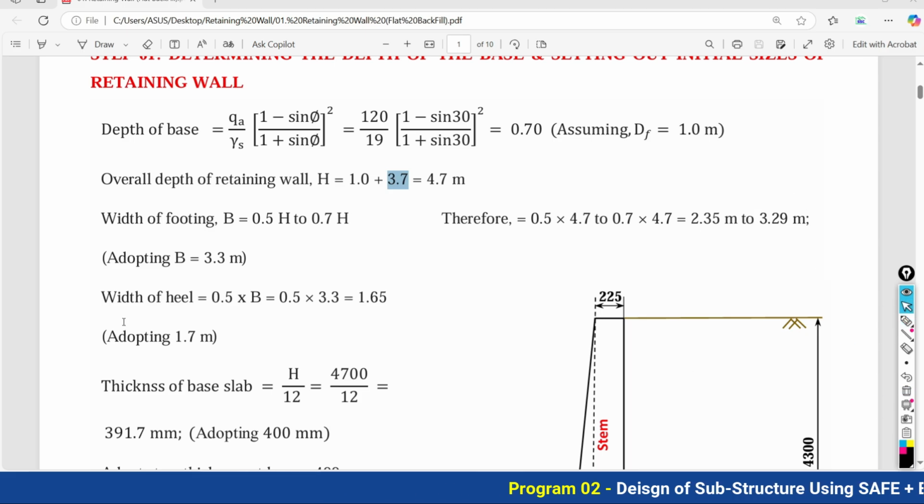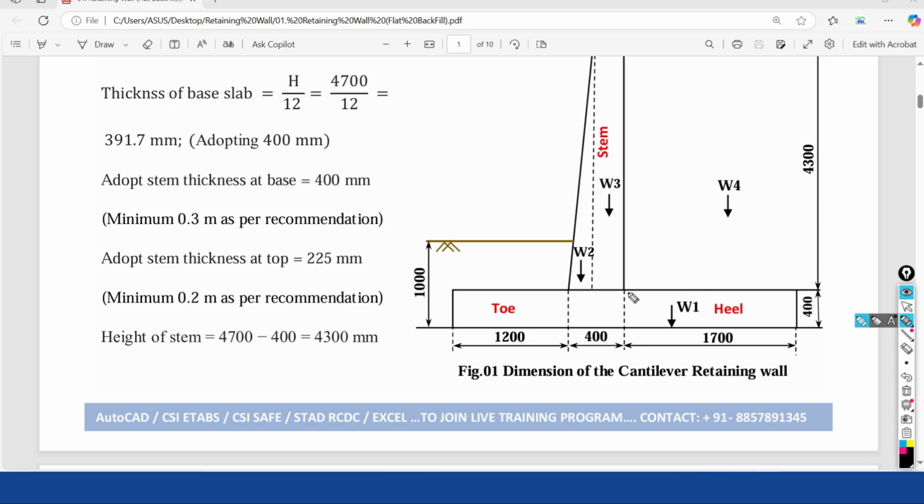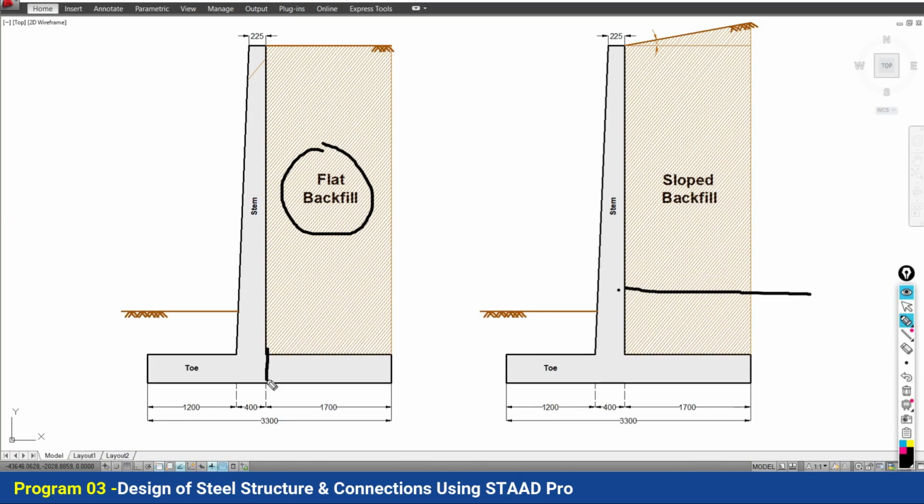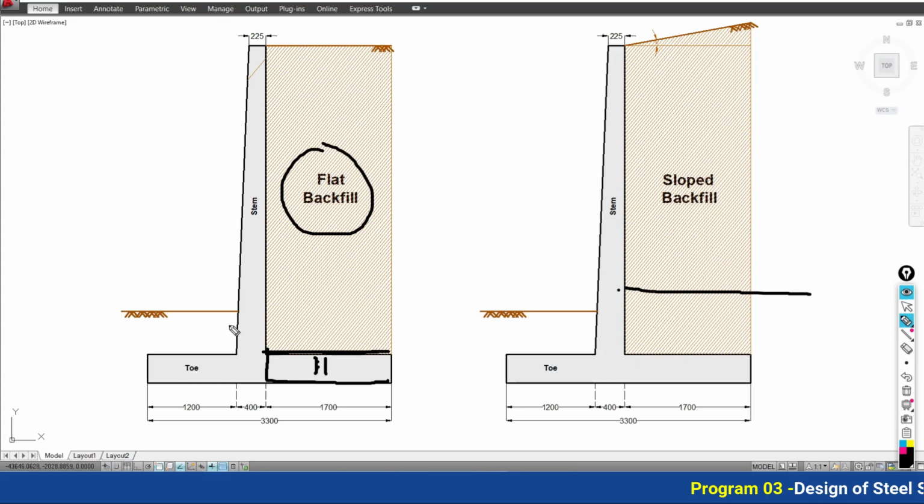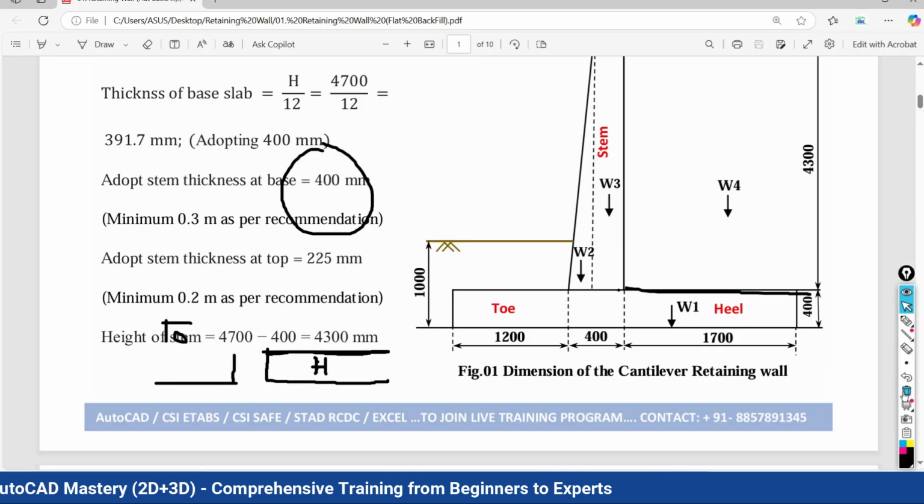Now the width of the heel. Width of the heel means the size of the base to be considered under the backfill. If you look at this figure, you can understand that this is the backfill, a flat backfill. Under this backfill, whatever size or width of the base you consider is called the heel, and on the other side it is called the toe. So how much width of the heel is to be considered, this also you have to take with approximation.